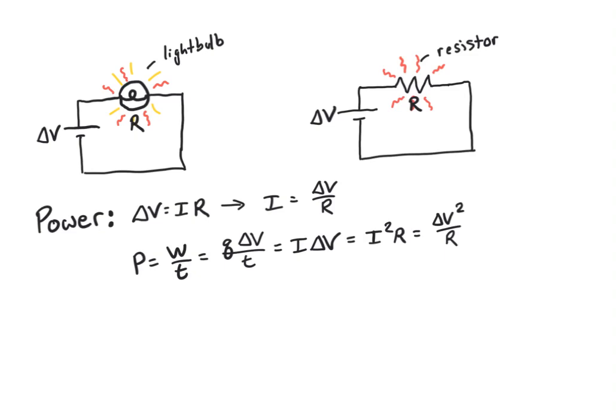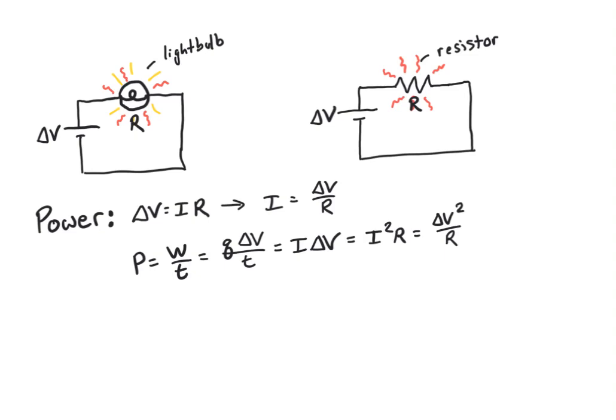You'll see that we actually only need two of these pieces of information. If I have any two of I, delta V, or R, I don't need the third, and the reason for that is because there's a relationship, Ohm's law, between the three of them. So if I know two of them, I actually do know the third one, which is why to express power, I only need to know two of them.